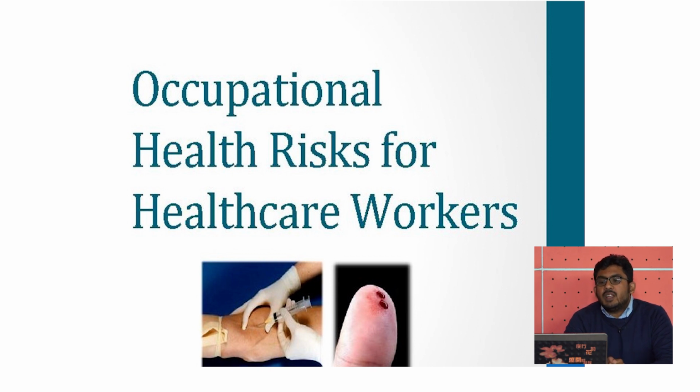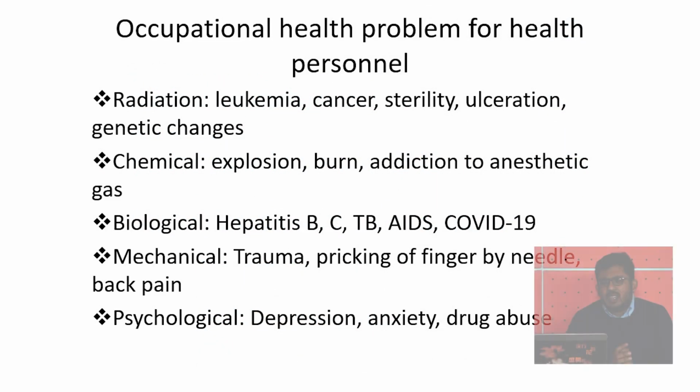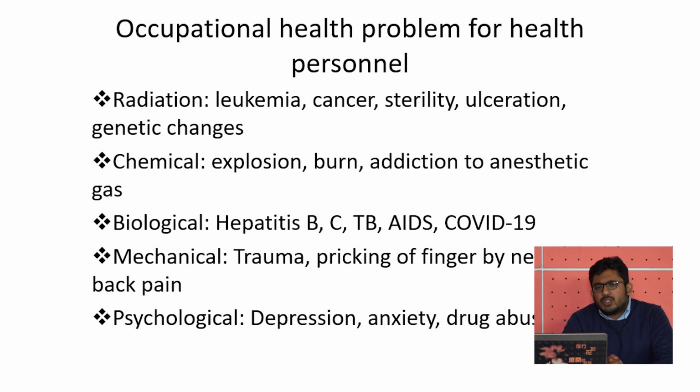That means occupational health risks for health workers, such as doctors, nurses, medical personnel and our students, who can be affected by this type of disease. Now we are going to discuss occupational health risks for health workers. Here it is also simply presented by RBCMP. I am telling again, RBCMP. R means radiation: leukemia, cancer, sterility, ulceration.